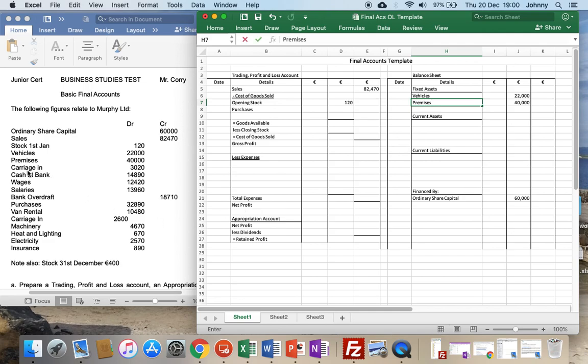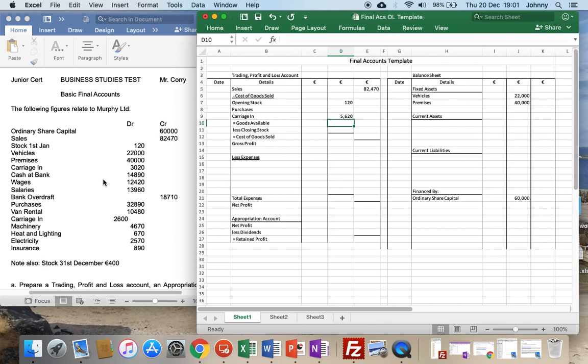Then we've got carriage in. And I notice that carriage in is down here as well. So that's obviously a printing mistake, silly me. But carriage in, so that's paying money to transport goods to me. So that's a cost of doing business. So that's added to the cost of goods sold. So the cost of getting the goods that I'll later go and sell. So I'll put that in here. And because we've got two numbers, I'm going to add the two of them together. So 3020 and the other one was 2600.